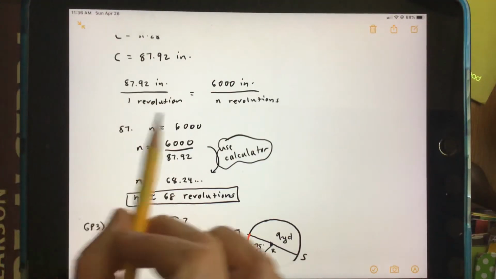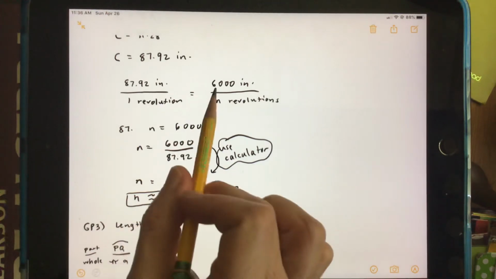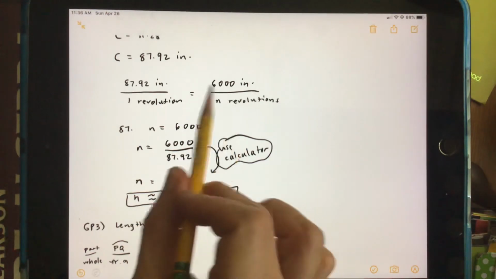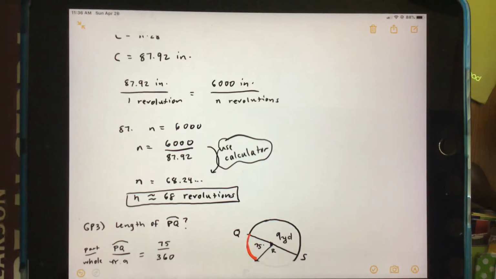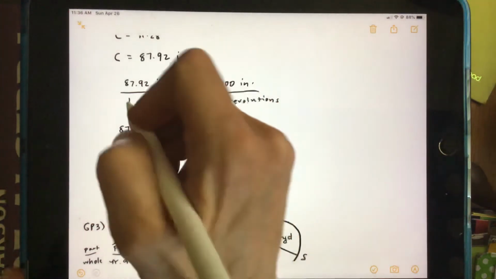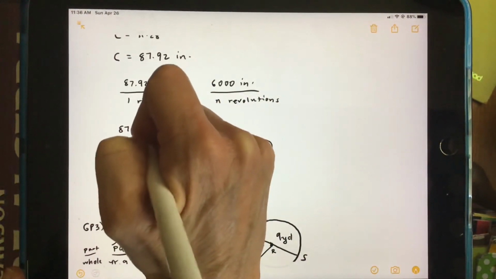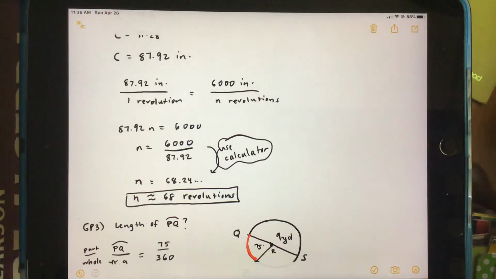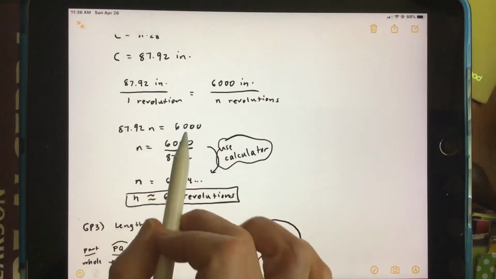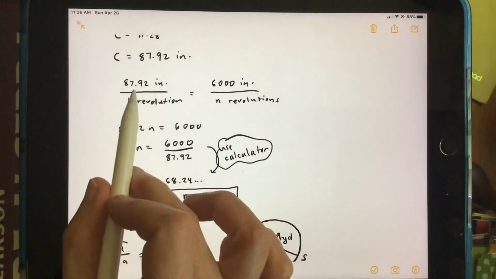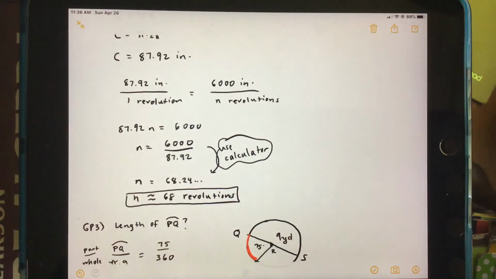87.92 inches per one revolution is the same thing as 6,000 inches, which is our total of 500 feet, 6,000 inches. That compares to however many revolutions, n, that tire can make. So we're going to go ahead and add in here, this kind of got dropped off, 87.92. 87.92 times n is equal to 6,000. 6,000 times 1 is 6,000. We're using our cross products here, 87.92 times n.